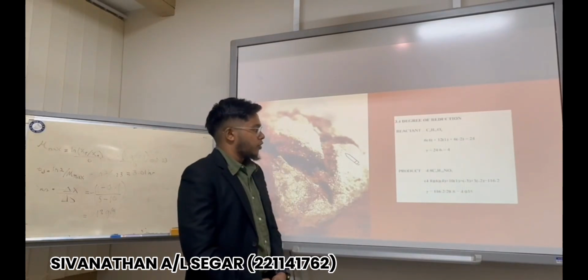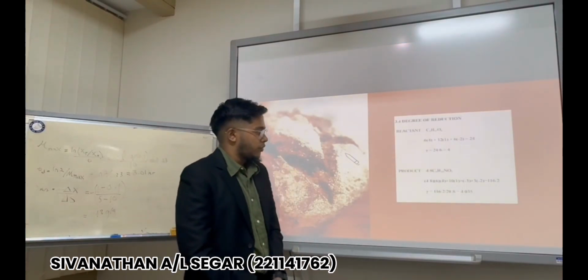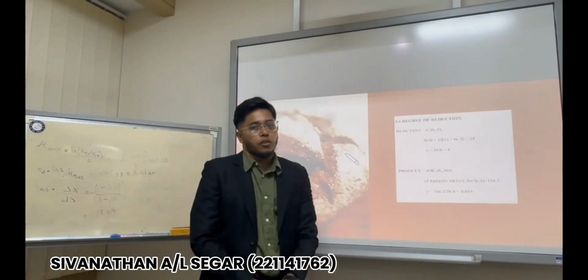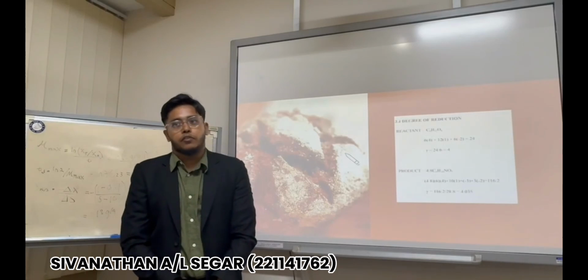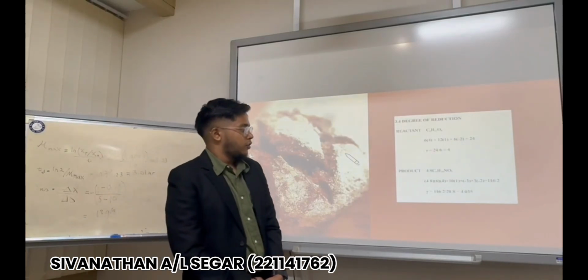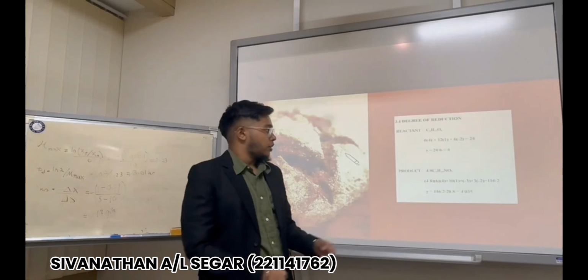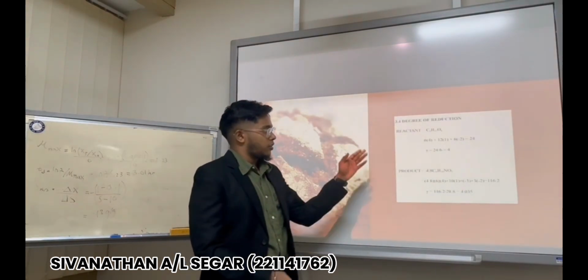We did the same thing for the product, which is the biomass of yeast, and we got a value of 4.035. And as we all know, as the degree of reduction increases, the oxidation rate decreases. Therefore the product, which is the biomass, has a lower degree of oxidation than the reactant, which is glucose.